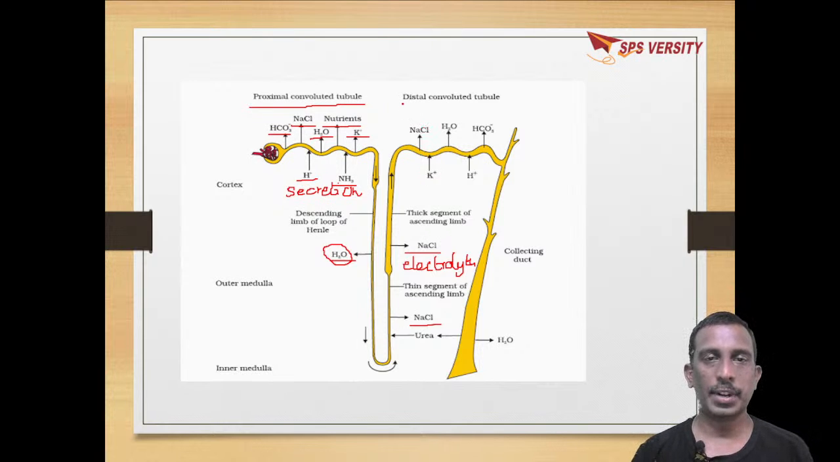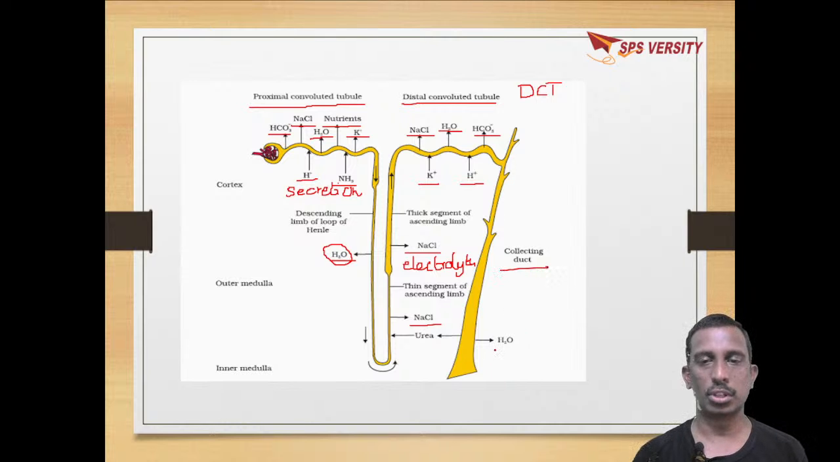As the filtrate moves to the distal convoluted tubule, DCT, there is reabsorption of sodium chloride, water, and bicarbonate, and there is secretion of K plus and H plus. And when it comes to the collecting duct, there is reabsorption of water.